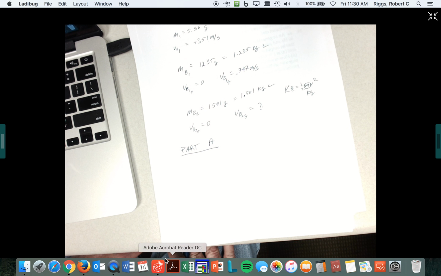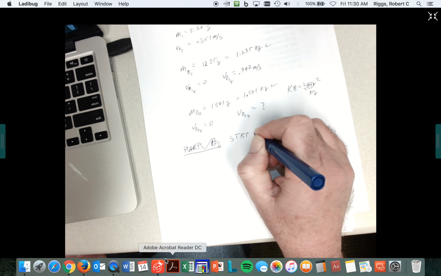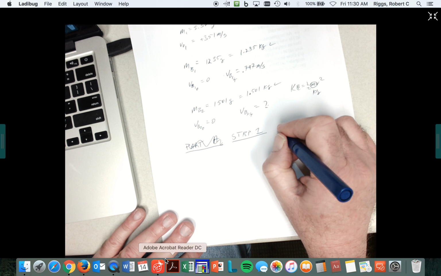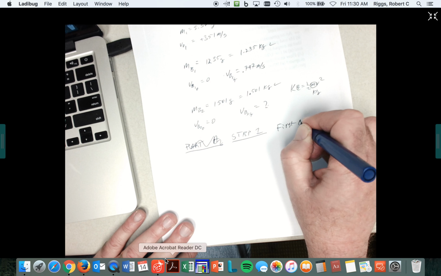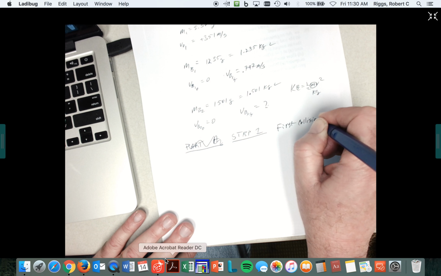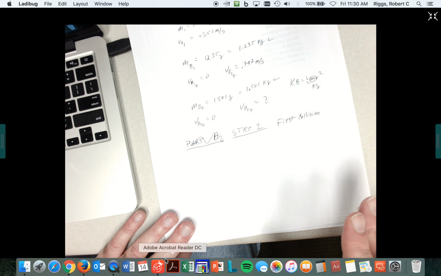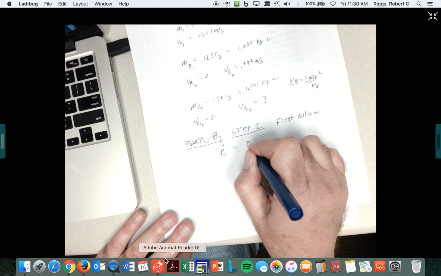So part A, or just step one. Let's call that step one, because with part A, you're going, well, wait a minute, there's an answer. So let's just take a look at step one. Momentum, first collision. Okay, so what you do is, this is great because everything's in the x direction. So we got the momentum before is equal to the momentum after.